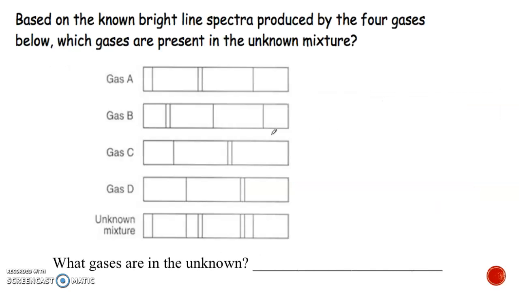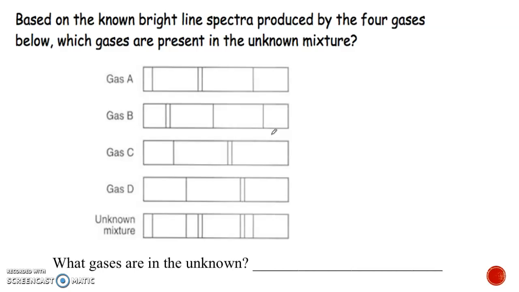Right? Now we're going to be able to read bright light spectrums. So let's see if we can do this problem together. And this is a bright light spectrum. Usually it comes in color. When you see it on the chemistry reference table, you'll notice it in black and white. However, in the lab that you'll see in a couple of days, we'll give you the color version. So let's see if we can answer this question. Based on the known bright light spectra produced by the 4 gases below, which gases are present in the unknown mixture?